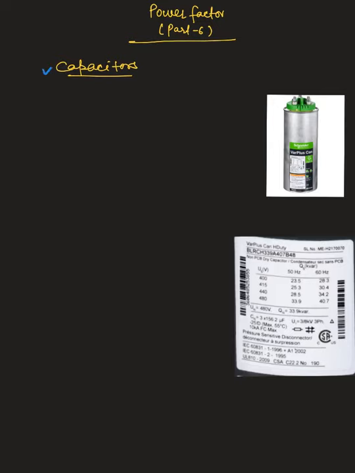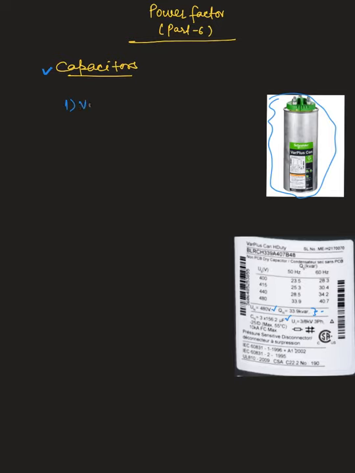Capacitors are the building blocks of the APFC panel, and in real time if you see any APFC panel, the capacitor will look something like this. And this is a CAN capacitor, and if you see the nameplate rating of the capacitor, you will get the microfarad, you will get the voltage rating, and you will get the kVAR rating. So these three are the most important parameters of a capacitor.